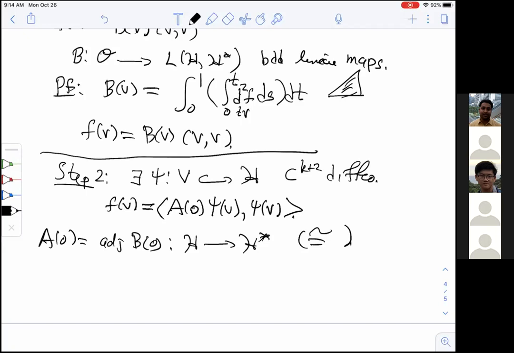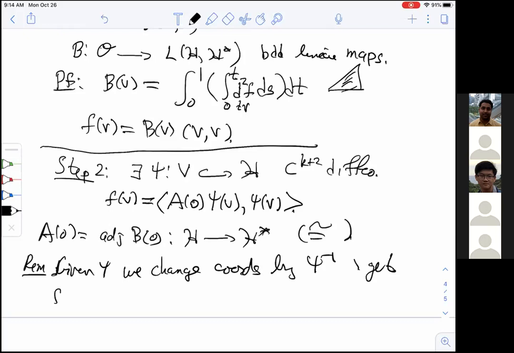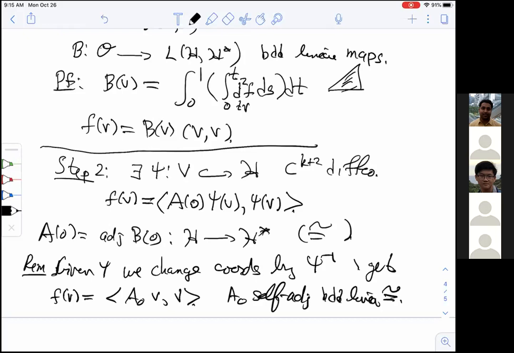So the second step is to take this quadratic form and split it in this way. And then before I prove step two, let me just remark that if we have this given psi, we change coordinates by the diffeomorphism psi inverse and get f of v equals A naught v v. So A naught is a self-adjoint bounded linear isomorphism. So we're getting very close to what we want, but we're not quite there. We have to put in these square roots.